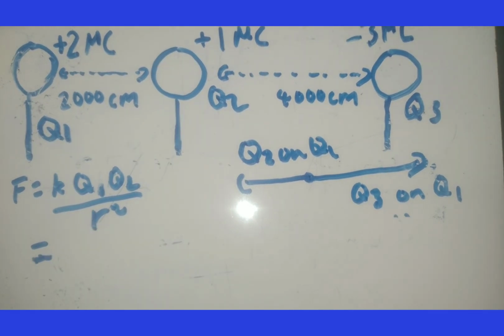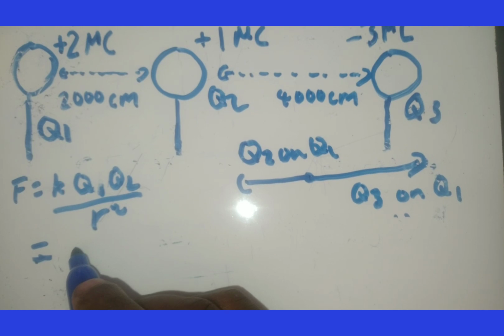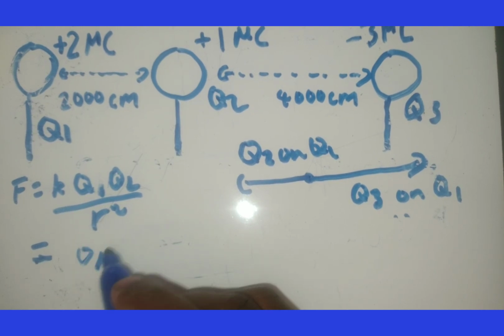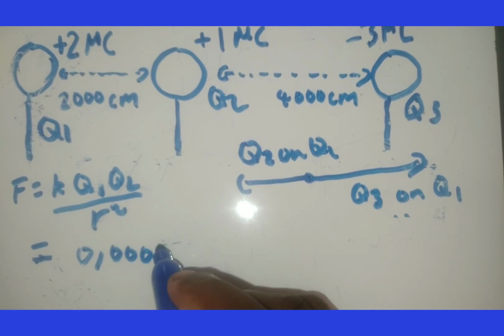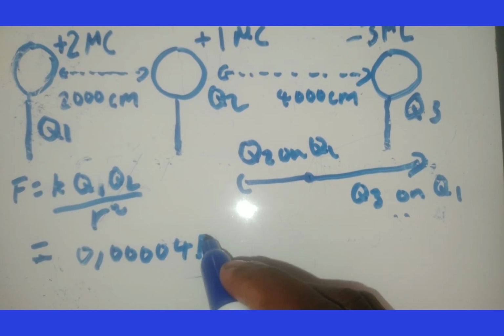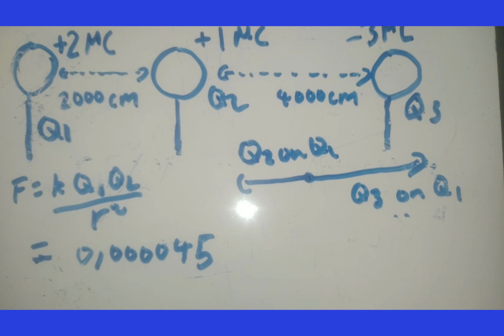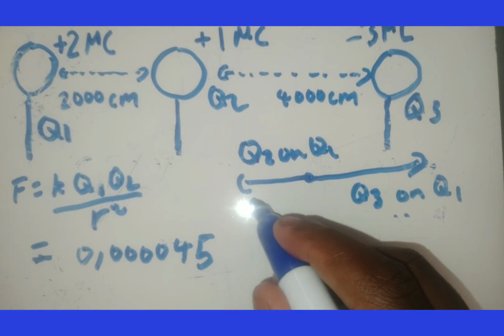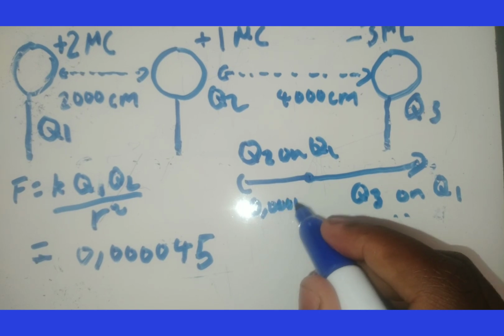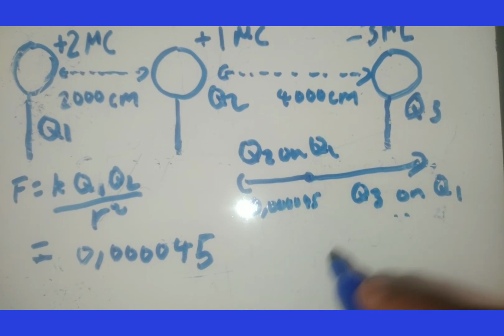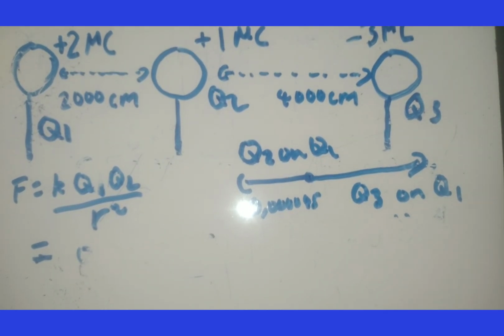So you can just verify that with me. That should be 0.0000045. You can also put it in scientific notation. Yeah, so with Q1 and Q2, that's what it's going to be. So let me just write it over there, 0.0000045. Okay. So now we're done with Q2 and Q1.